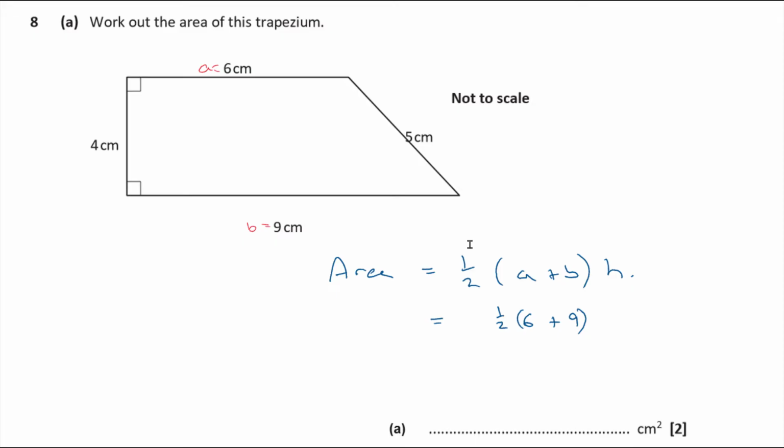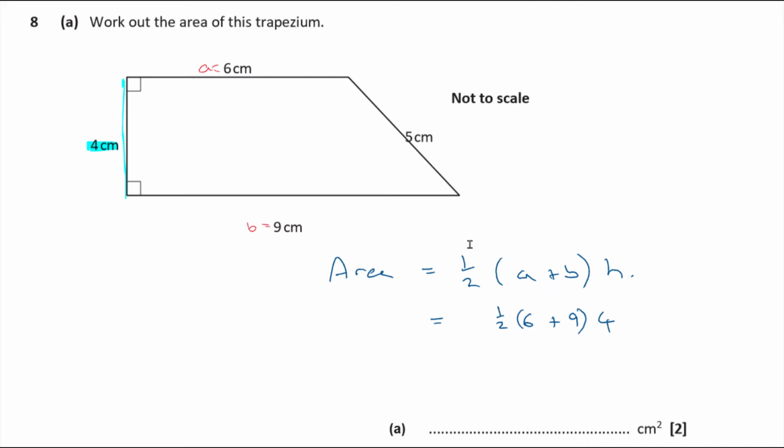So half of 15 would be 7.5, and then we times it by the distance between them. The distance between them is this 4 here. You could ignore the 5, that's just there to scupper you, you don't need it. So we're going to times it by 4. So that's half of 6 plus 9, times 4.